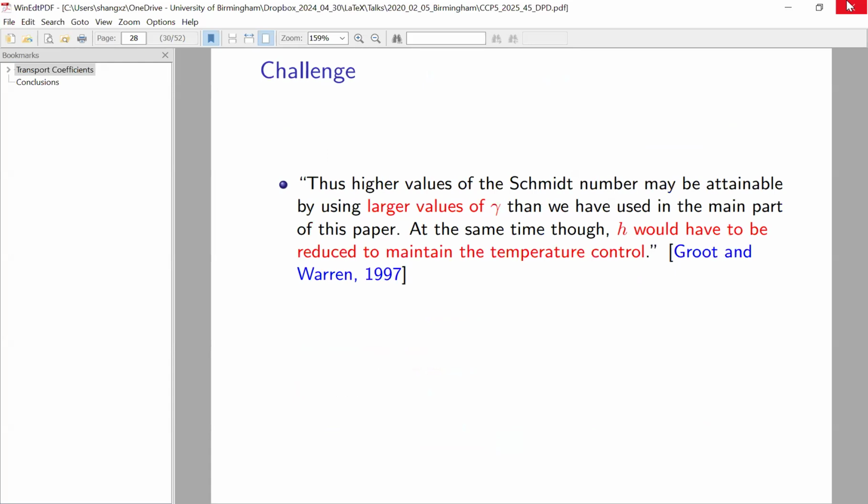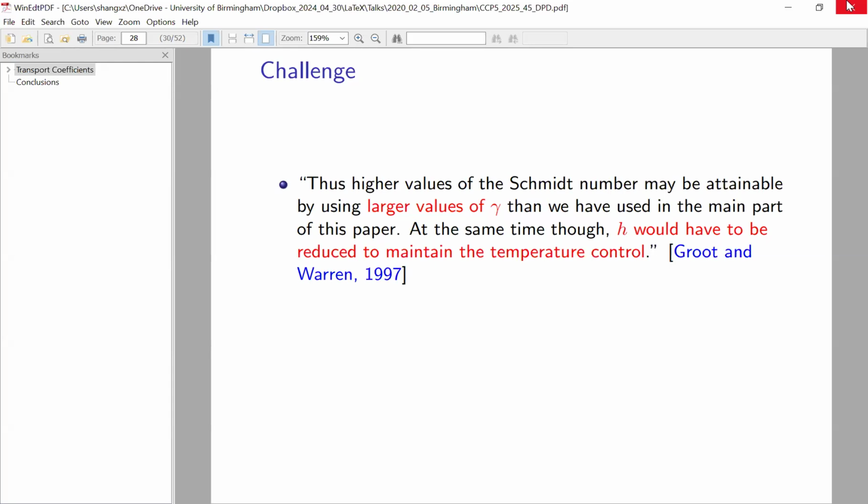It was actually mentioned in the famous paper by Groot and Warren, who used to be at Unilever. They mentioned that we can have a large Schmidt number if we use a large value of gamma here. However, if we use a large gamma and want to control the temperature of the system, then the step size has to be much reduced, which is not ideal. Because if you use a smaller step size, it means you will have to run the simulation for much longer if you want to have the same total simulation time.